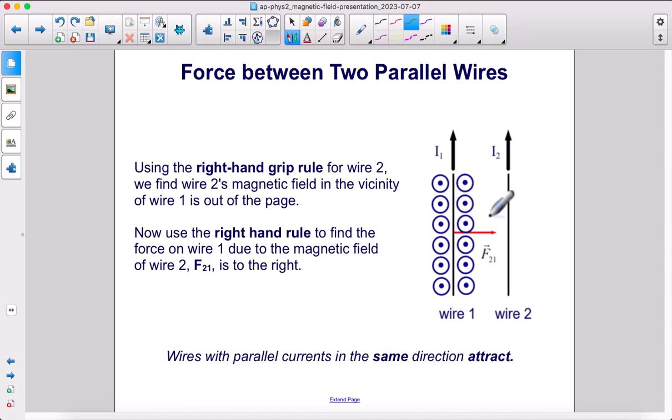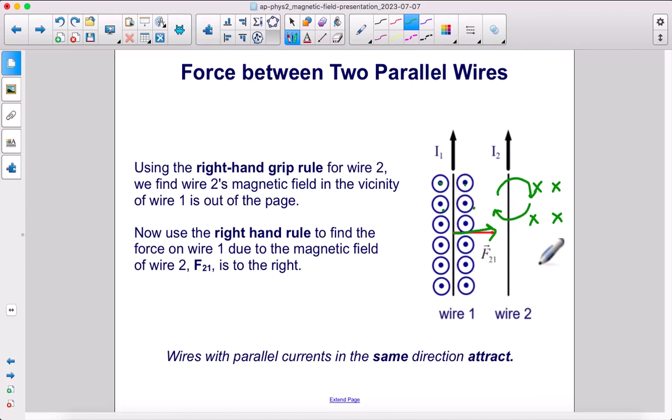If we use the right-hand grip rule for wire 2, we see that the magnetic field created by this wire is into the page to the right of the wire, like that, and then out of the page to the left of the wire, which is where I1 is. So it's out of the page. Use the other right-hand rule, point your fingers that way, you point your palm away from the computer screen, and your thumb points to the right.